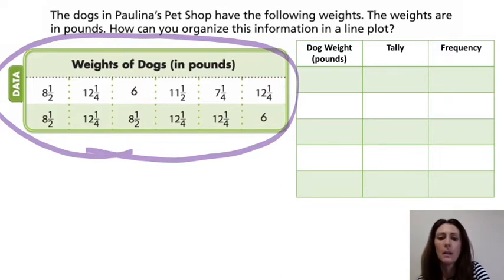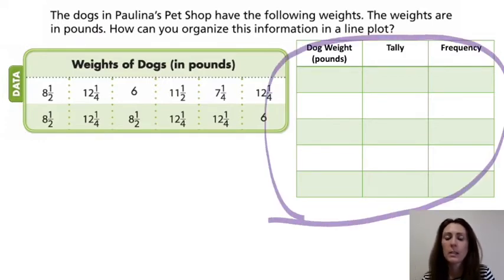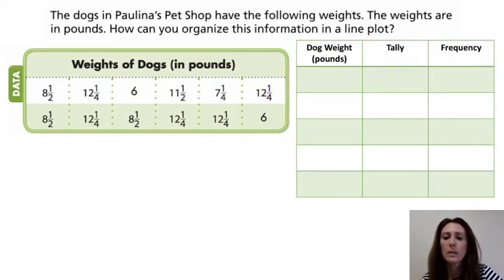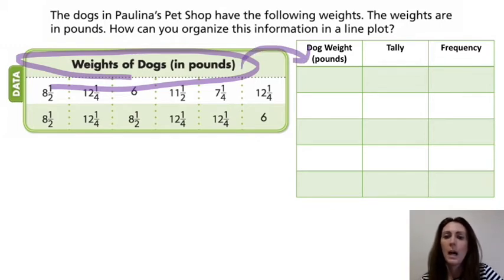You can see over here on this side of my screen, I have created a table. You would do the same thing when you're at home. You would have to create this frequency table on your own. I started to create it already for you so that the page is organized and nice and neat and not crowded. We know that the data represents the weights of dogs in pounds because the title tells us that. So I went ahead and moved that over to my first column.